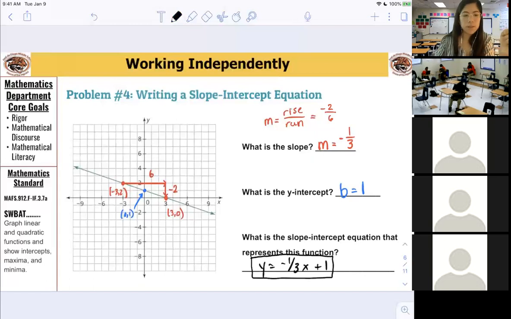Questions on number 4? Questions on graphing in general? Any last final questions on writing an equation based on the graph? Because this was the last one for that.